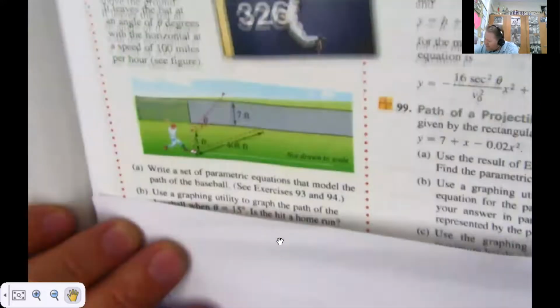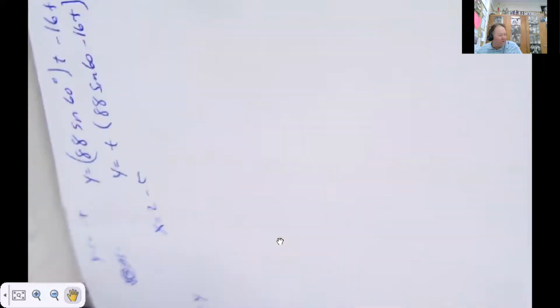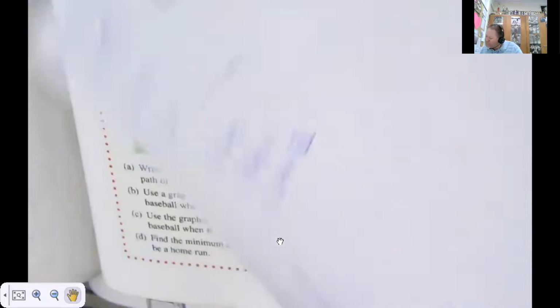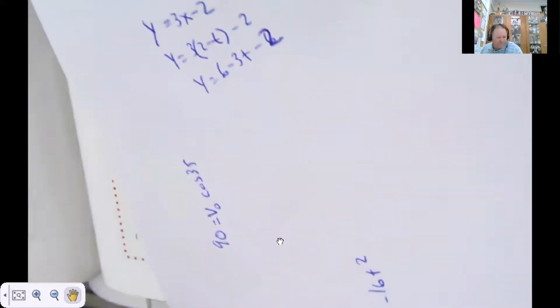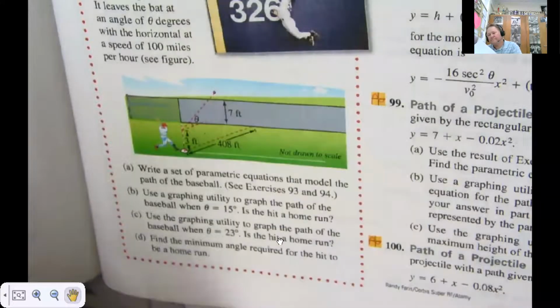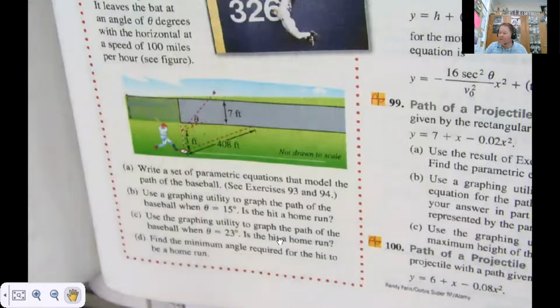It says, what if that angle was 23 degrees? Now I need to keep those equations near me here somewhere. Where are they? Fine, I suck. All right, hold on. Let me hit pause and find where my paperwork is.